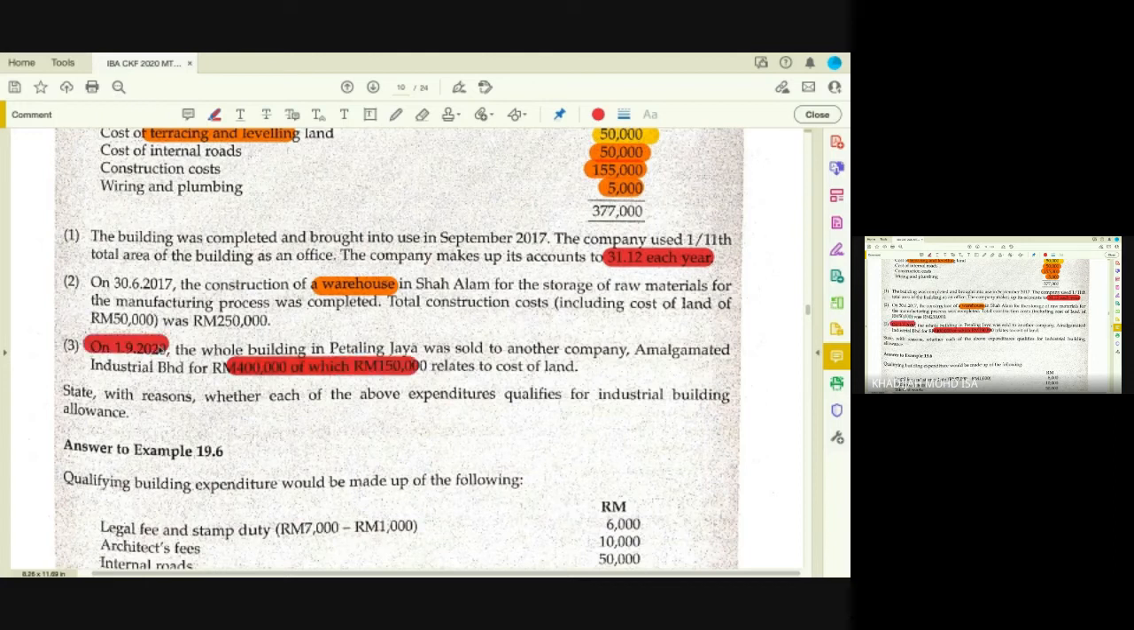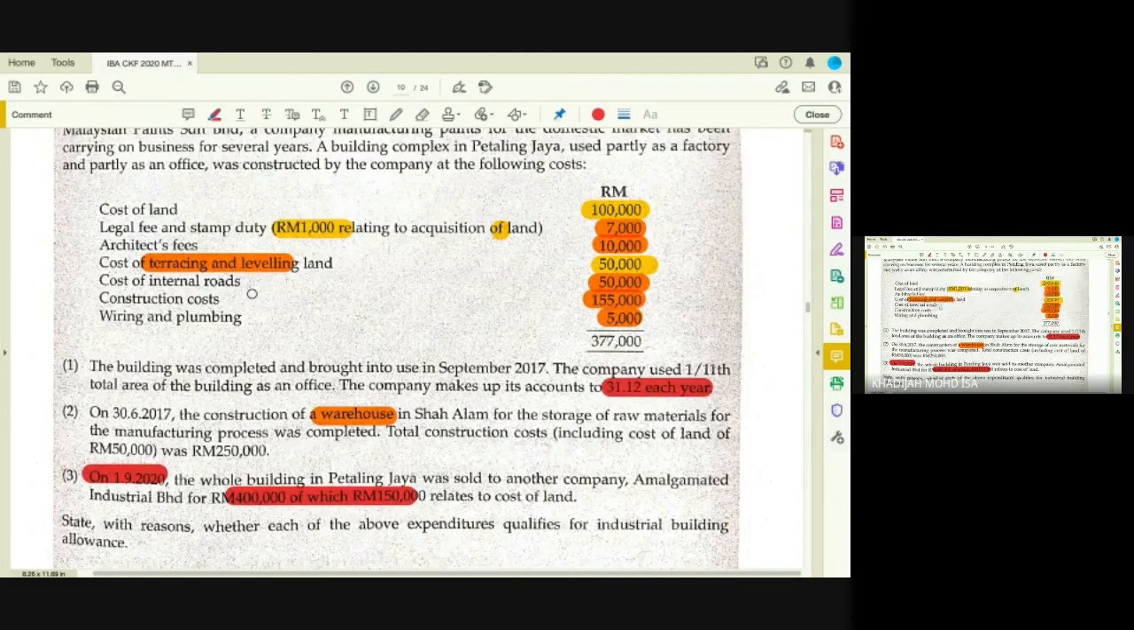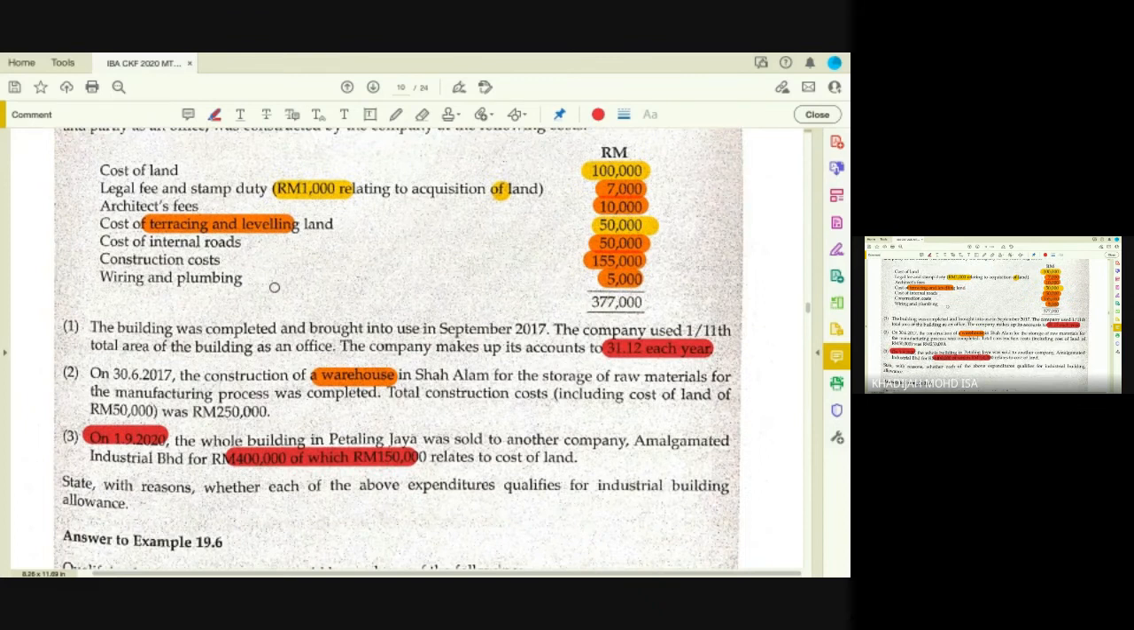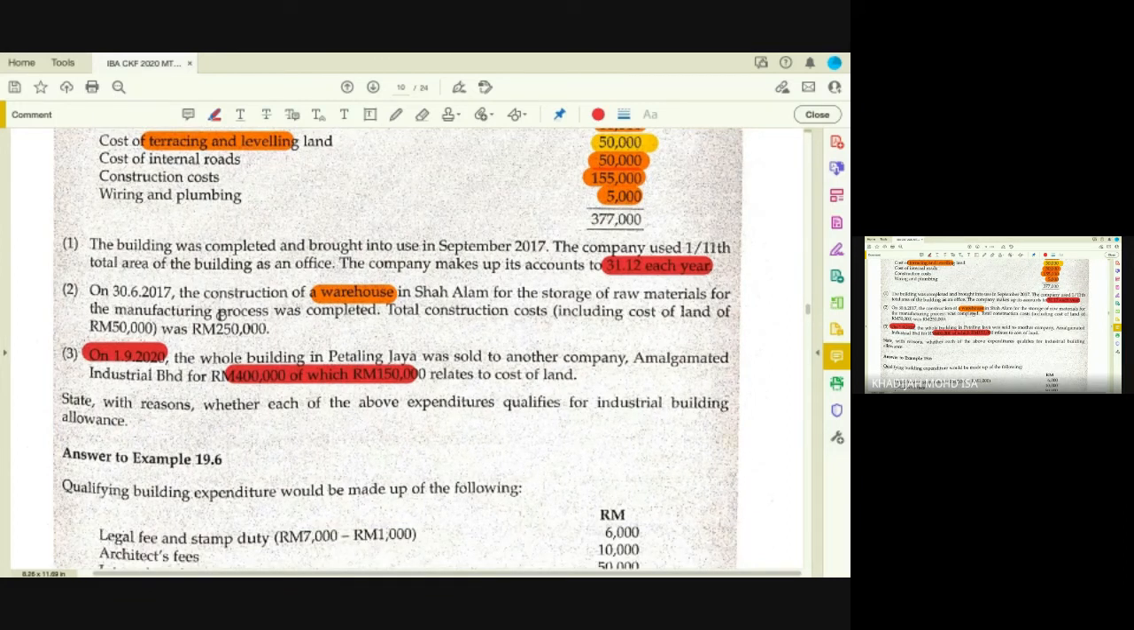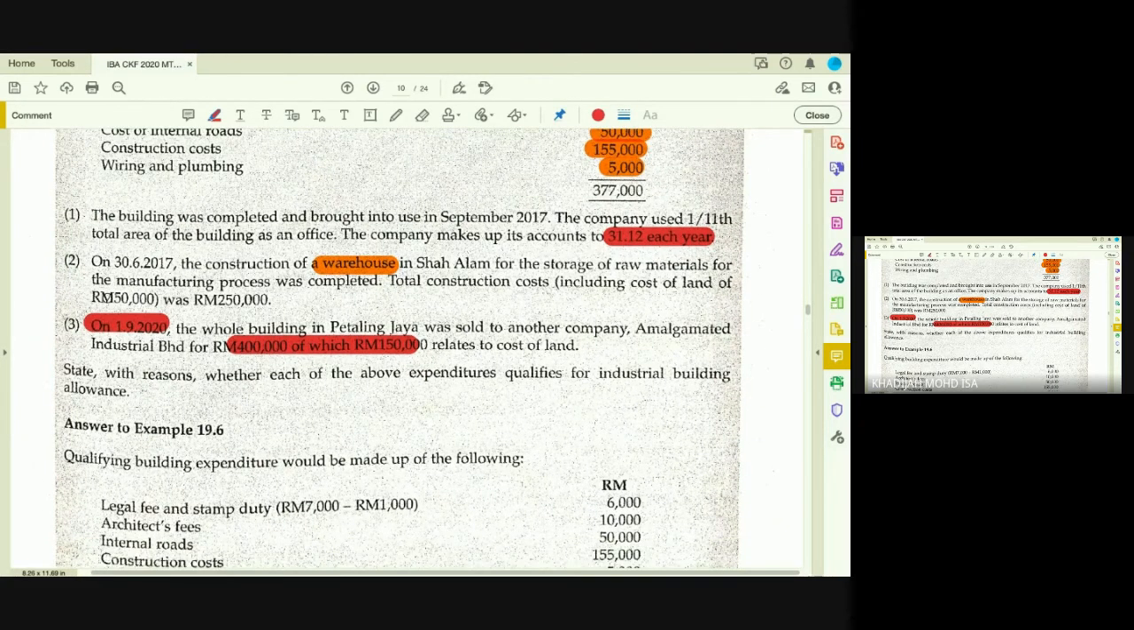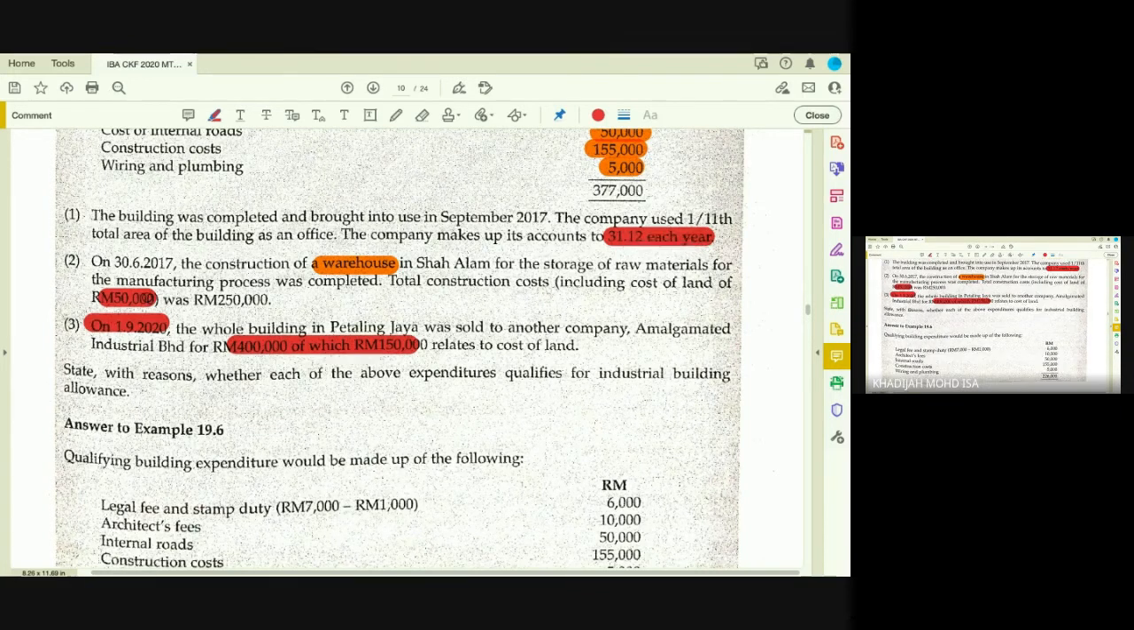So now you have the main building, the factory in PJ, and then you build another factory, another warehouse in Shah Alam. Even though it's not within the same area, in this case you construct another building. So the cost that you incurred is eligible, you can claim. But be careful, because you have that 50,000 cost of land, so the qualifying is only to 50,000.